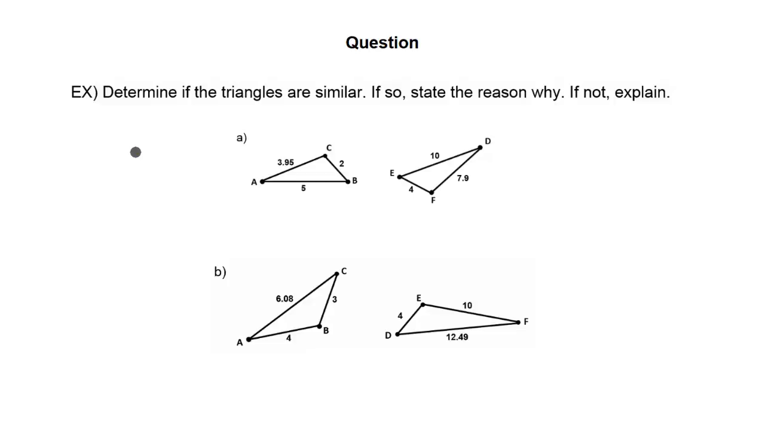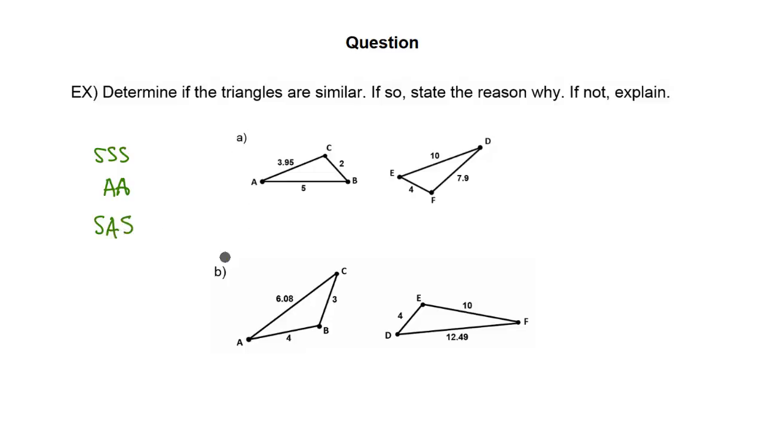This question is asking us to determine if the triangles are similar or not. And to determine if triangles are similar or not, we could use three different theorems. The first one is side, side, side. The second is angle, angle. And the third is side, angle, side.